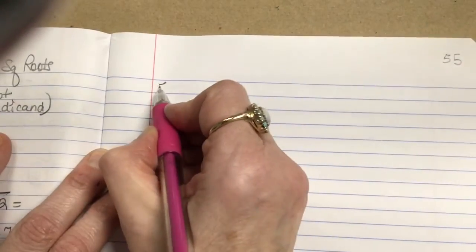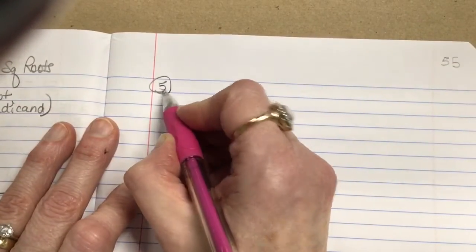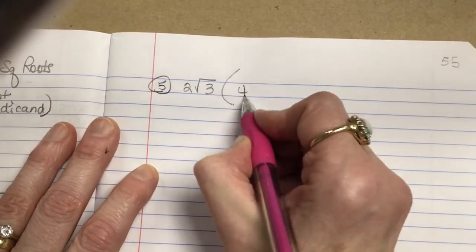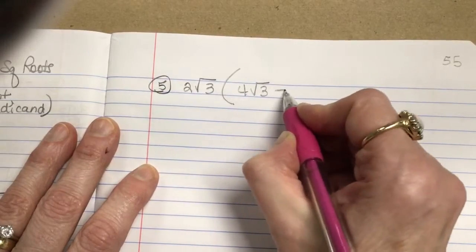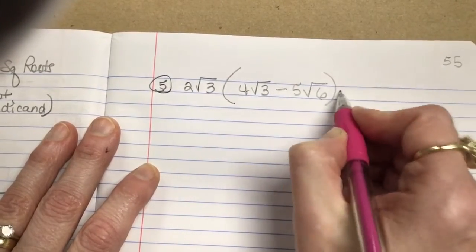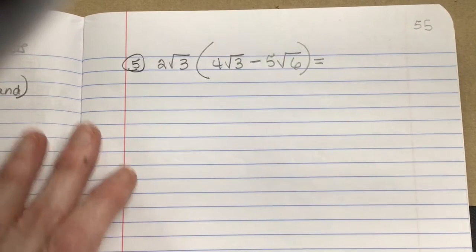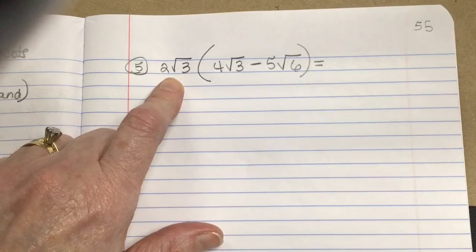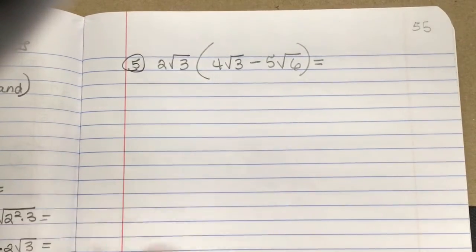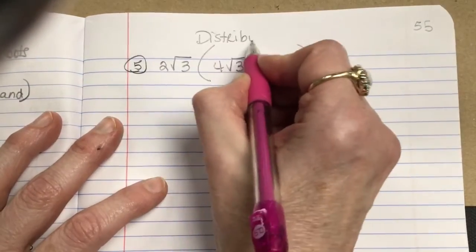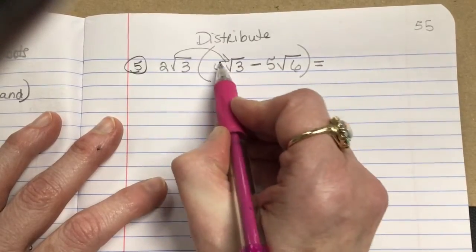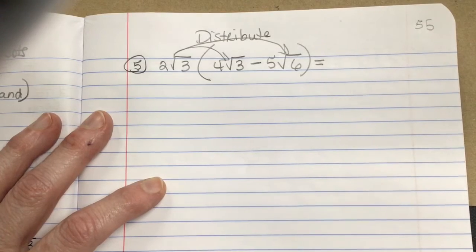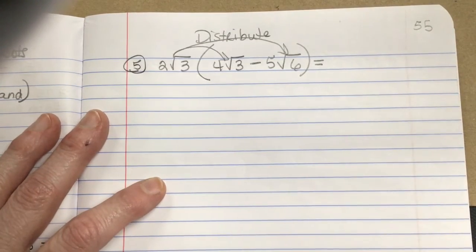Number 5. Okay, I'm going to put 2 square root of 3, open parentheses, 4 square root of 3, minus 5 square root of 6. Now, what do you do when you have something on the outside and you have some adding or subtracting inside? What's it called? We're just going to distribute. You're going to multiply those two together minus those two together. Just good old distribute. So we're just going to do what we did in number 4.